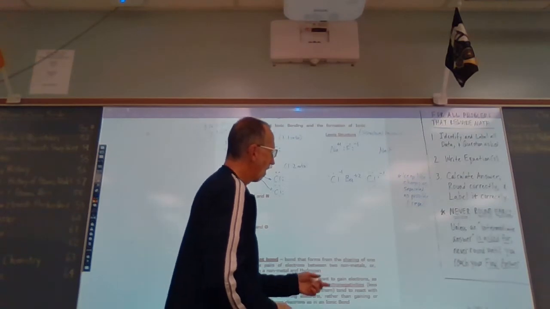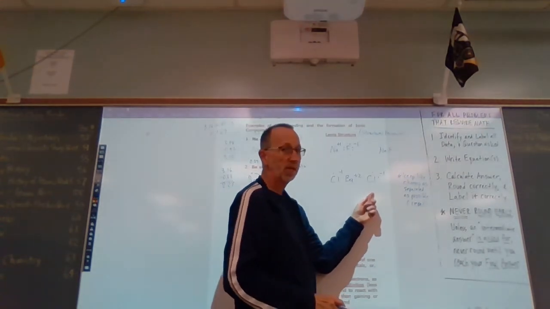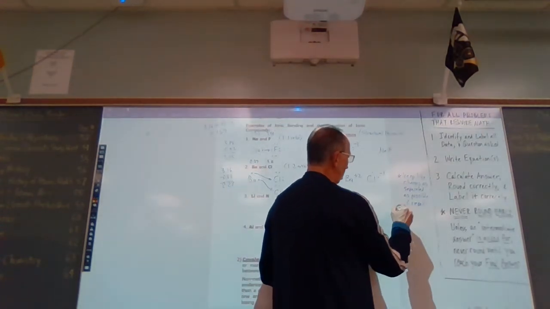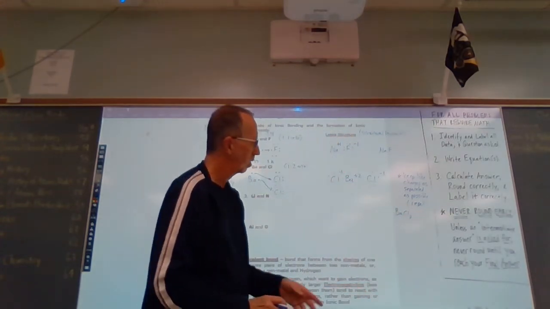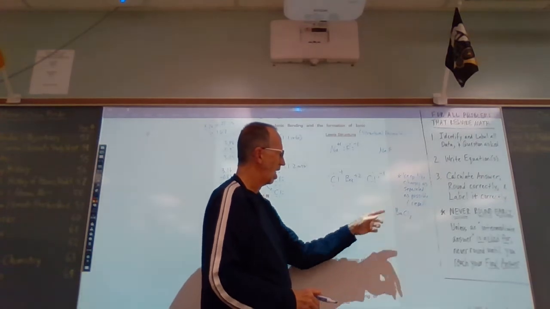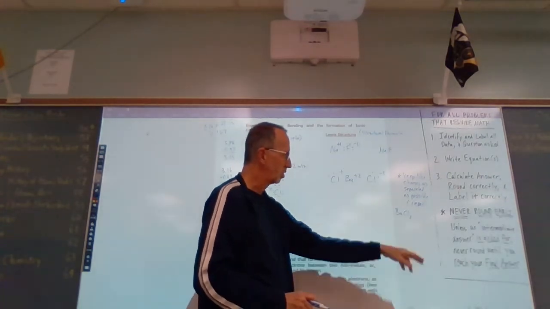Now, if I was just going to write the formula for this compound, like on an equation, it'd be BaCl2, all right? Where we have 1 barium ion and 2 chlorine ions, which would be right there.